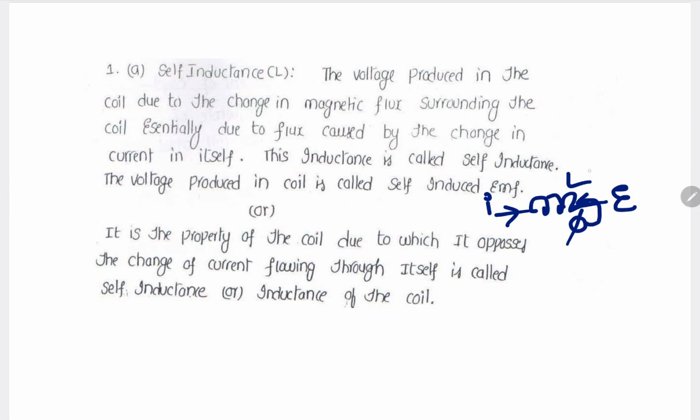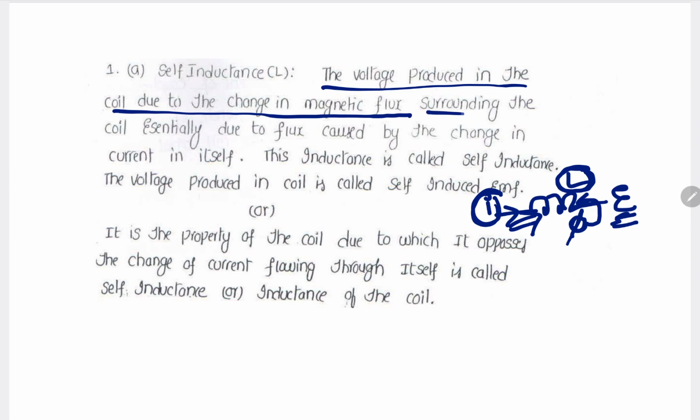So now what is the meaning of self-inductance? Here you see the voltage produced in the coil due to the change in the flux in the coil, and that change in the flux is due to the current flowing through the same coil. So due to the current flowing through the same coil, we are getting the EMF. That is known as what? Self-inductance. The voltage produced in the coil due to the change in the magnetic flux surrounded by the coil, essentially due to the same coil current itself.